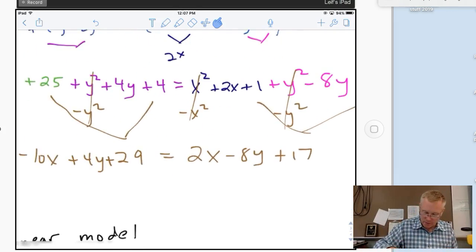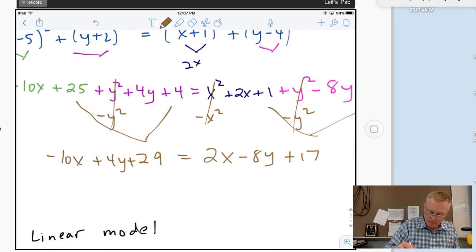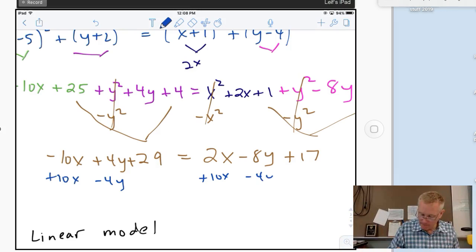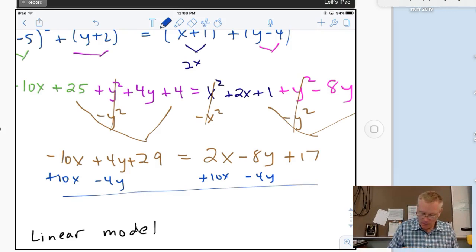Now I can bring all my x's to one side here. Let's see, I will subtract 2x. Actually, I'll add 10x, so they're all positive. I will subtract 4y. I'll bring my numbers to the left side. So these are gone, these are gone. I got 29 equals 12x minus 12y plus 17.